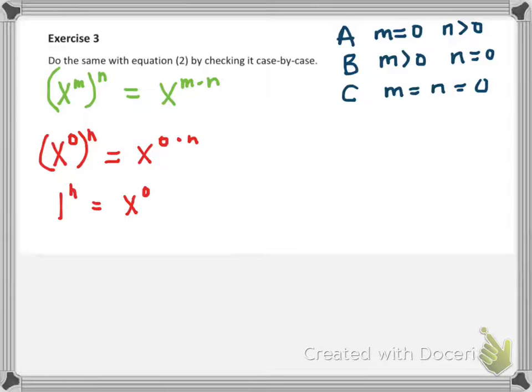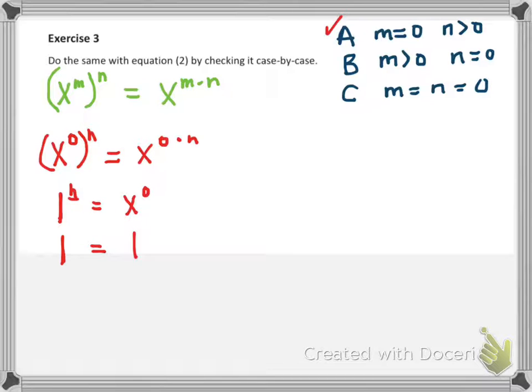And we said already that x to the 0 is 1, so we get 1 equals 1, because any 1 raised to any power is just going to be 1. You're just repeatedly multiplying 1. So that's good. A works. We've got 1 equals 1, and so far so good.